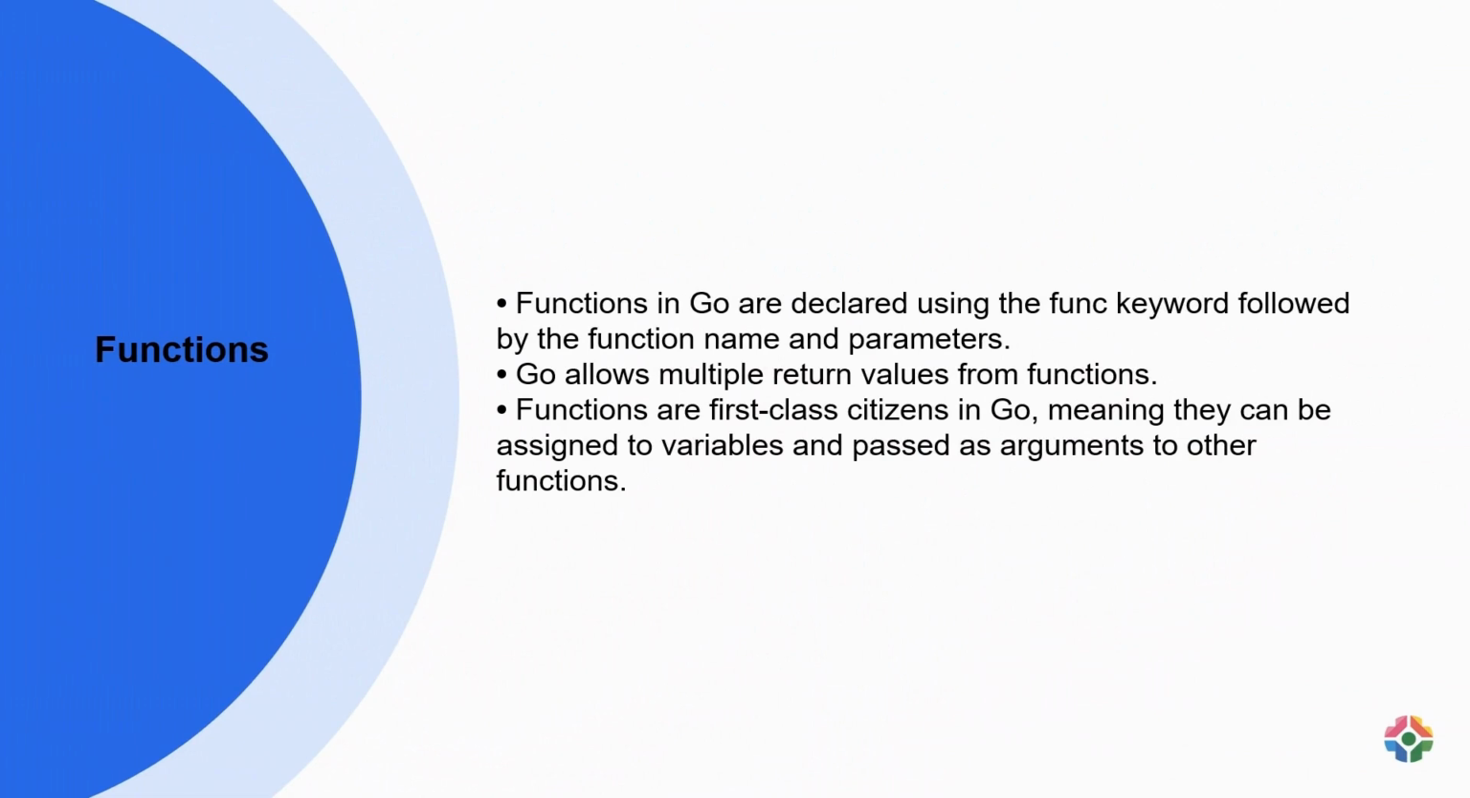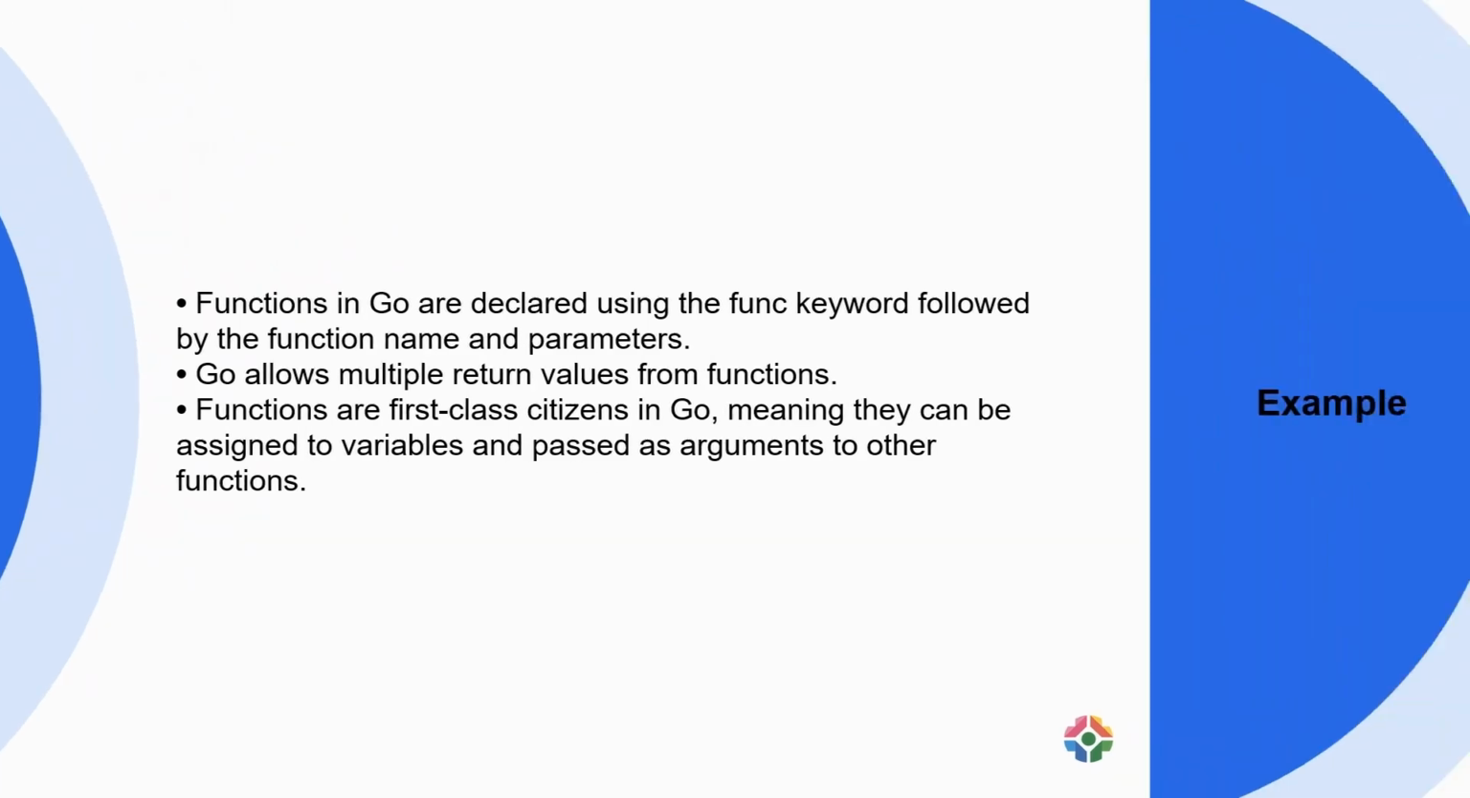Functions in Go are declared with the func keyword, followed by the function name and parameters. Go permits multiple return values from functions, which can enhance flexibility in managing output data. Additionally, functions are considered first-class citizens in Go, enabling them to be assigned to variables and passed as arguments to other functions. For instance, a calculate total function in Go might accept prices and return the sum, demonstrating the concept of multiple return values and how functions can be utilized in various contexts within the language.